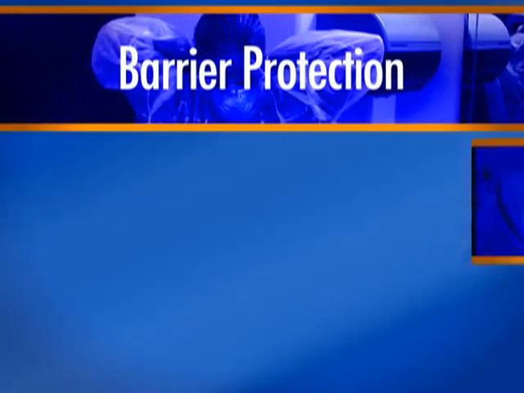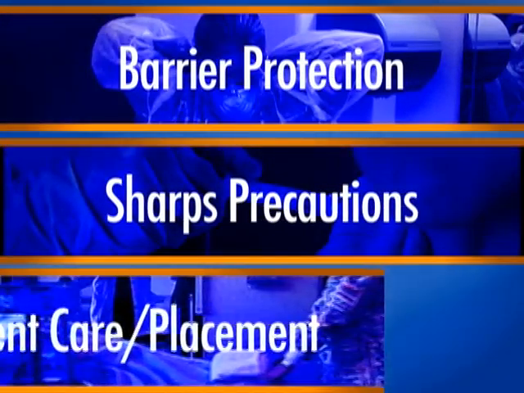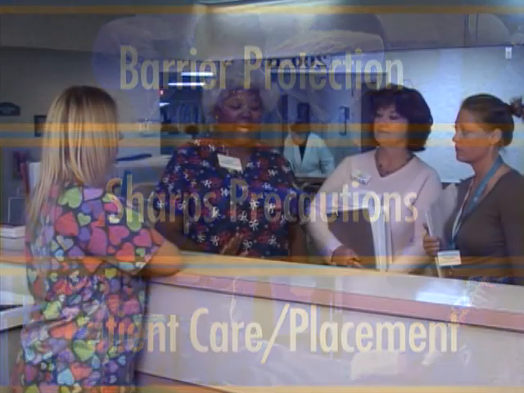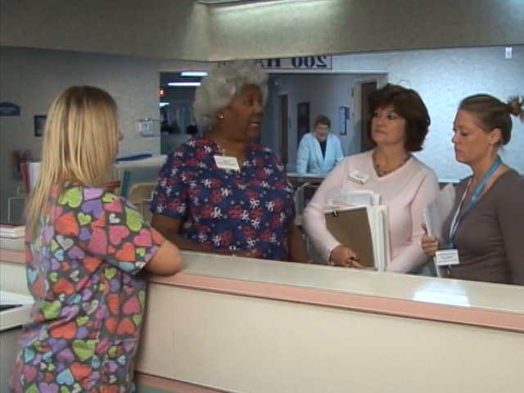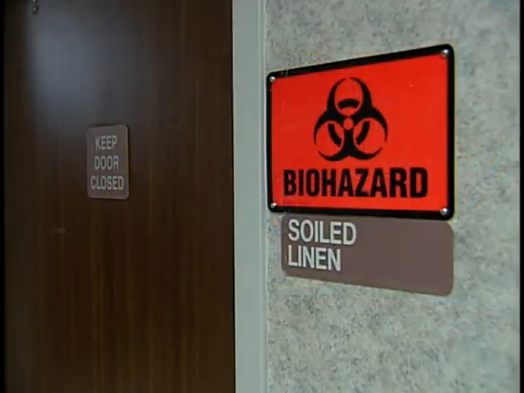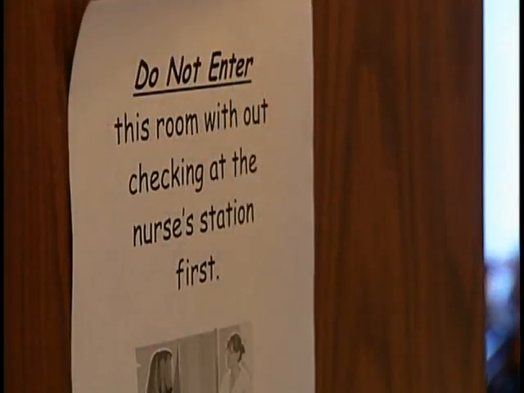Barrier protection, sharps precautions, and patient care and placement. Become familiar with standard precautions. Then use them in resident care when handling food and providing housekeeping services. Finally, as caregivers, communicate these precautions clearly around our facility. Signs and verbal reporting between staff can enhance compliance with transmission-based precautions and help minimize the transmission of infections within the facility.